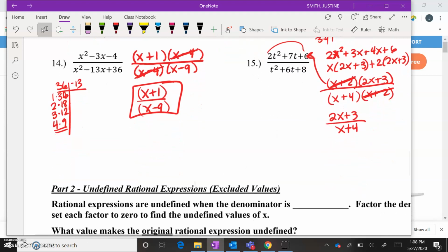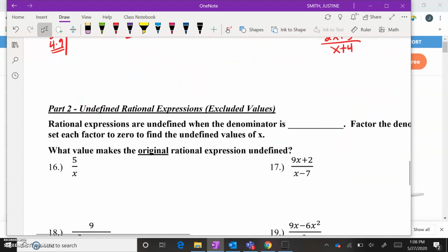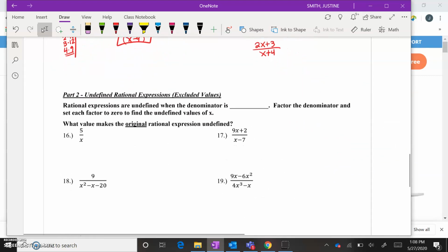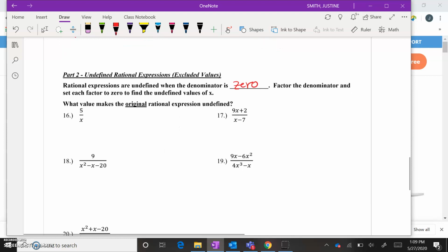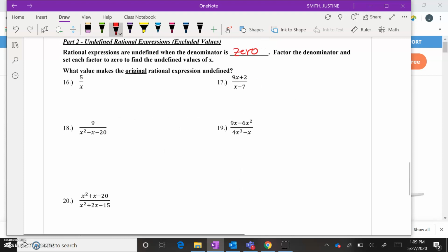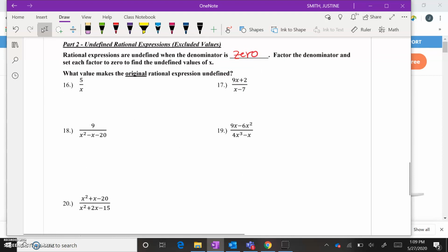All right, so those are all just simplifying. The other thing that you're going to see is they're going to say the rational expressions are undefined. They're going to say what value makes it undefined. So it's undefined when the denominator is 0. Okay, so for example, it says what value makes the original rational expression undefined. So this first one should be easy, right? So when x is equal to 0, this would be undefined because 5 would be divided by 0.